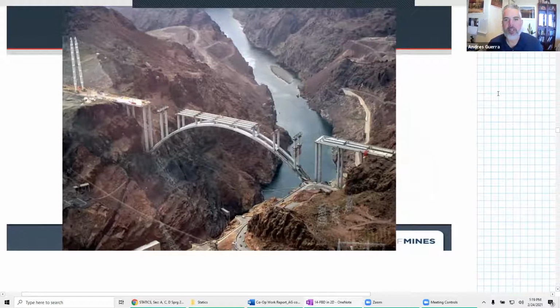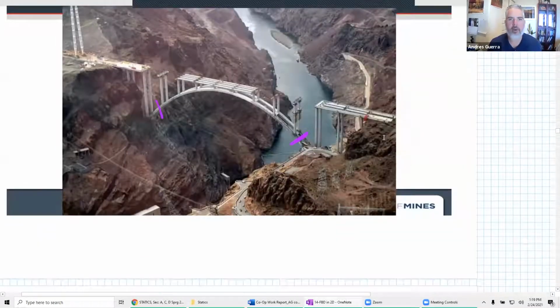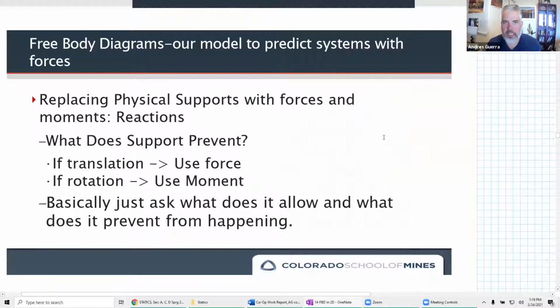Okay, so back to the Hoover Dam bypass bridge here. Remember, when we're doing FBDs, we're separating this from the rest of the world. This one is only touching here and here, and we have to remember to do that. Free body diagrams are our model to predict systems with forces, because what we get paid the big bucks for as engineers is to predict how things are going to behave.